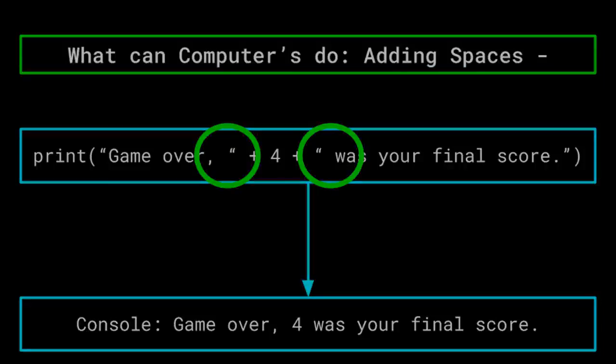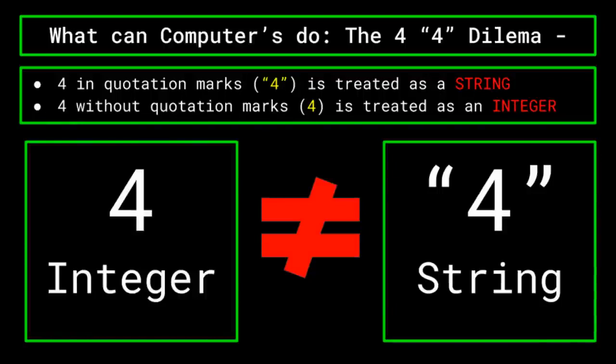Another important thing to note is the difference between "4" in quotation marks and 4 without quotation marks. Now, "4" in quotation marks is treated as a string, while 4 without quotation marks is treated as a number.